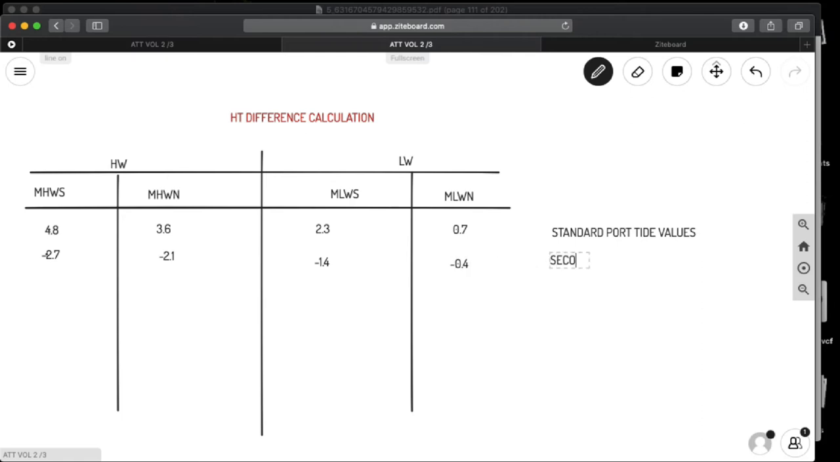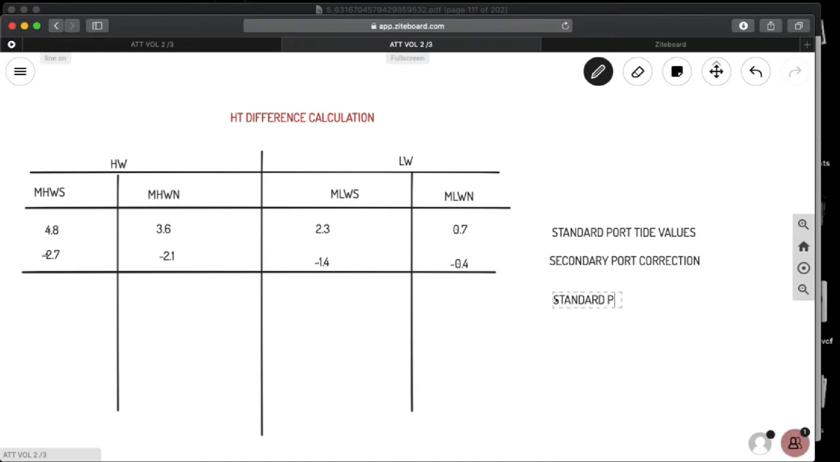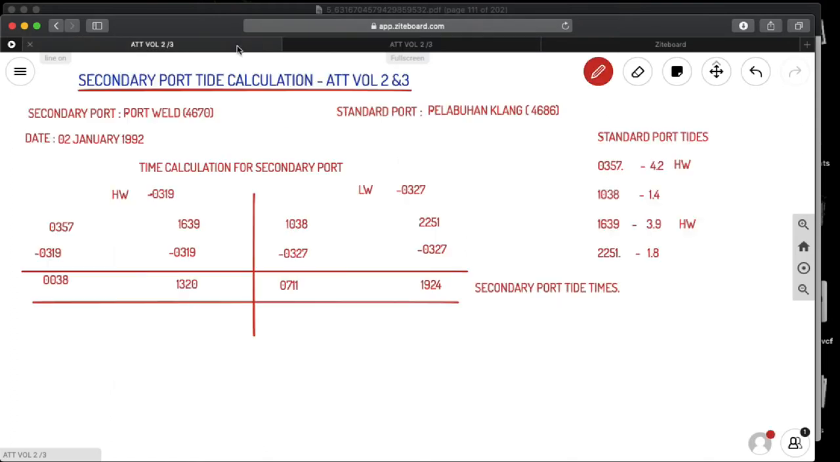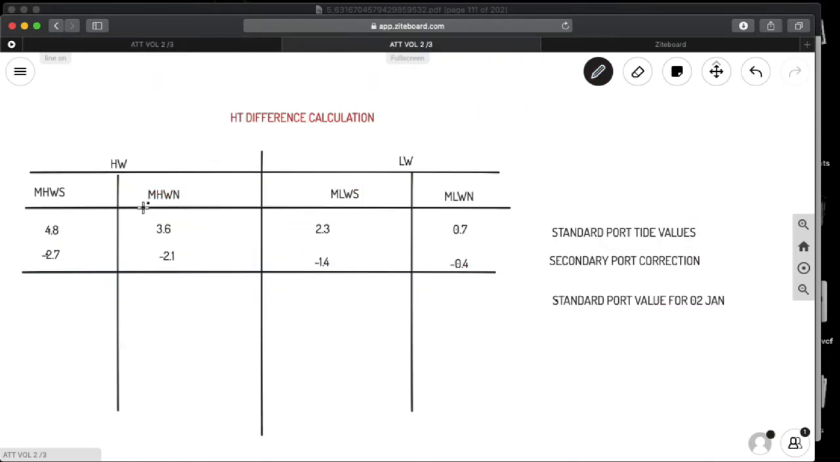So these are the secondary port corrections. Let's write a line over here. The next one we have is the standard port heights for the particular day, because for this value we need this correction. We need to apply the standard port values for the particular day, that's 1st Jan, 2nd Jan. So the values, as we wrote here, are 4.2, 1.4, 3.9, and 1.8. Let's copy it here. There will be 4.2, this will be 3.9, this will be 1.4, and this will be 1.8. So these are the values. Now, as we did earlier, we need to write the inverted barometer and seasonal correction.